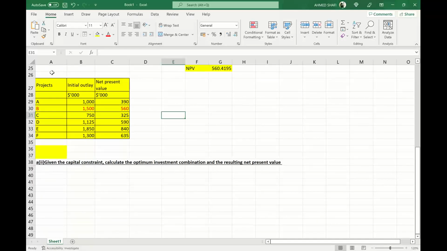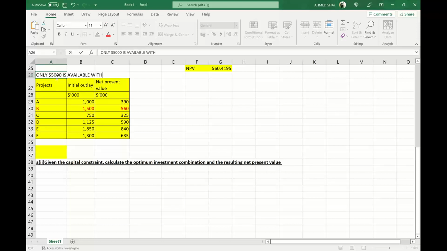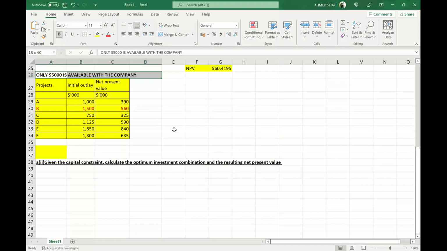Now an important thing is that only 5,000 is available with the company. Now if you see, company is facing capital rationing.